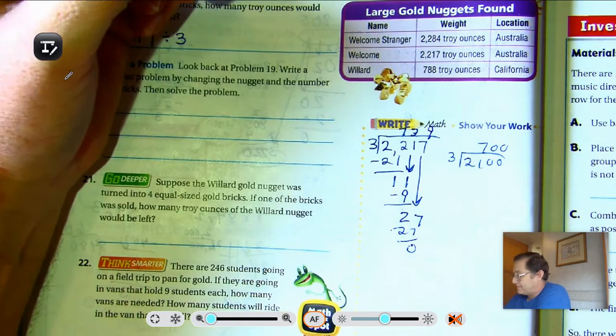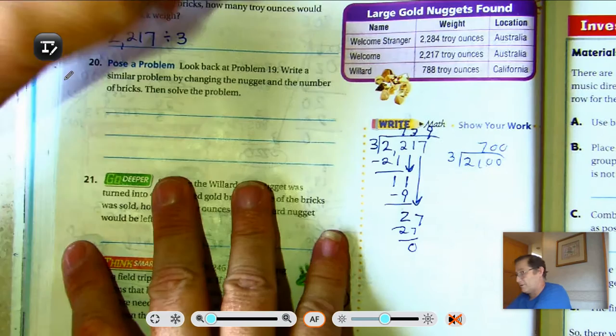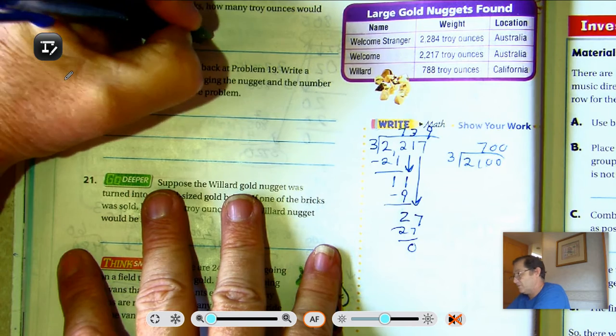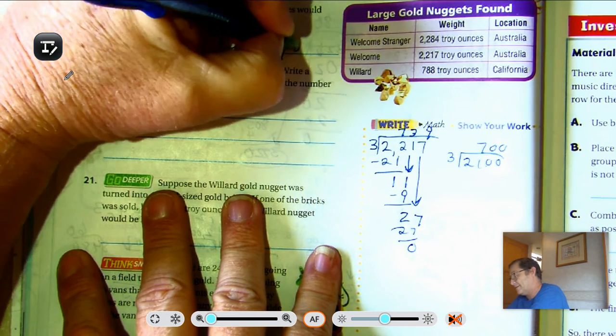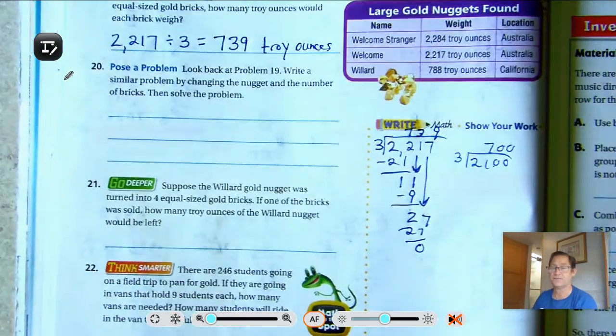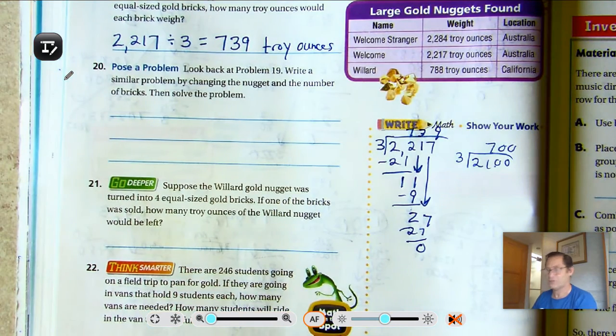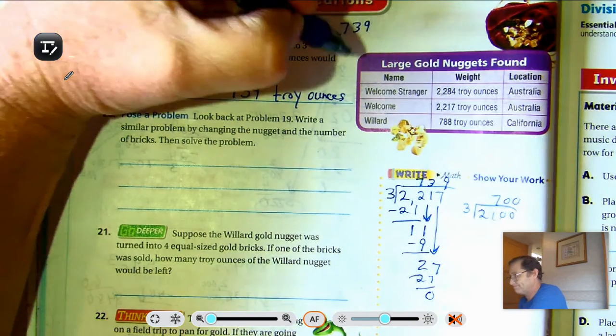So we have 739. That is close to our estimate of 700. So 739 troy ounces. Now, should I check my answer? Sure. What's a couple more minutes?